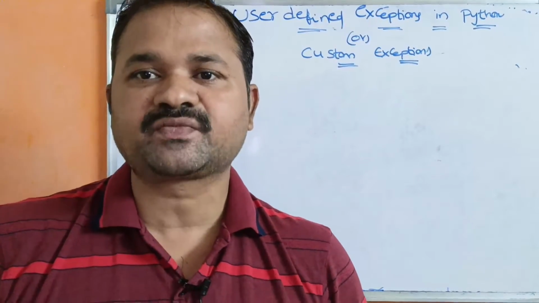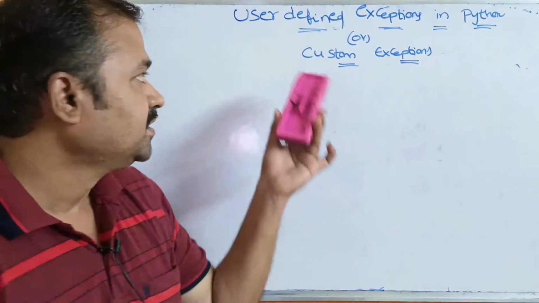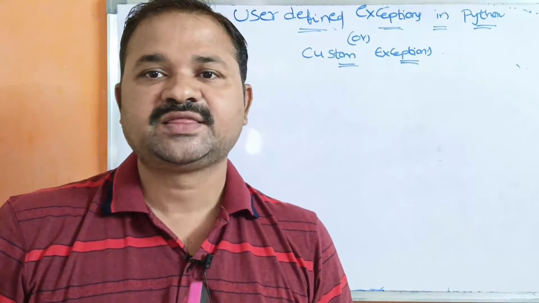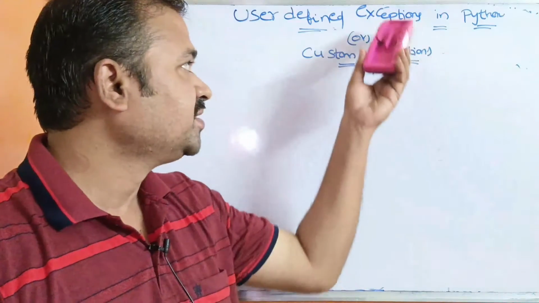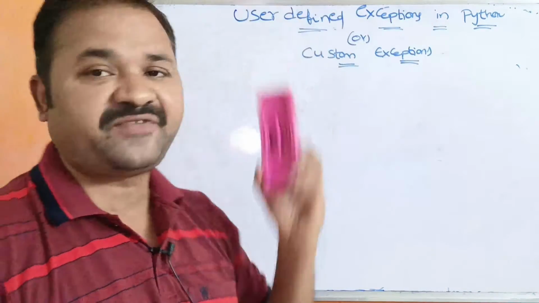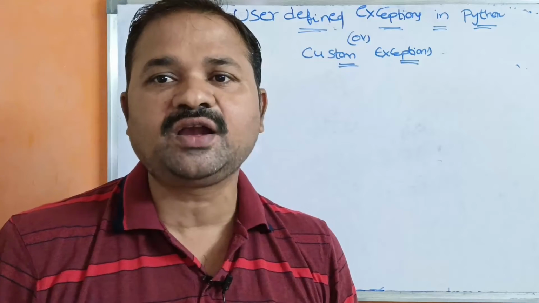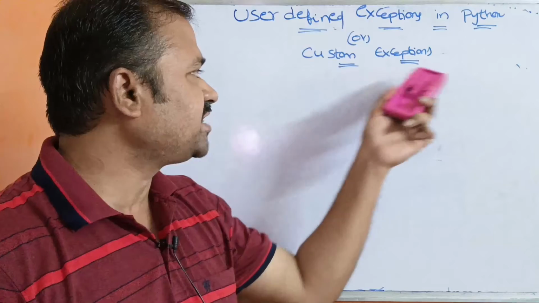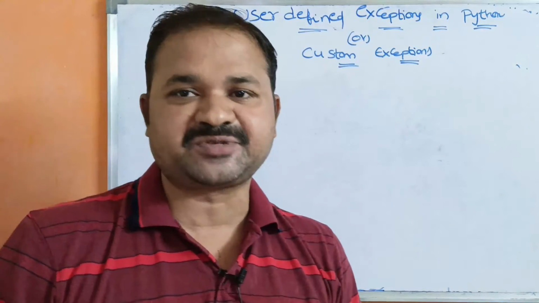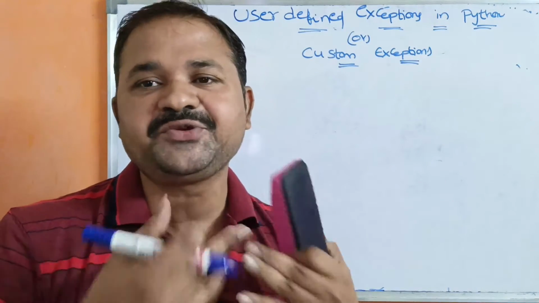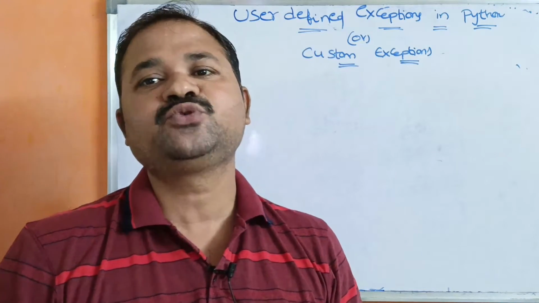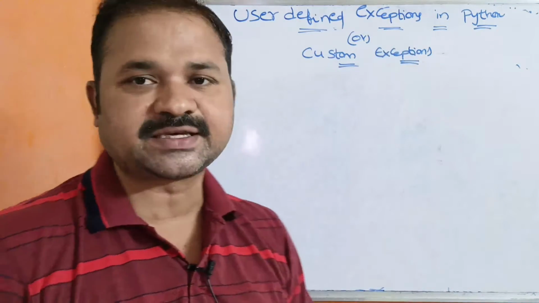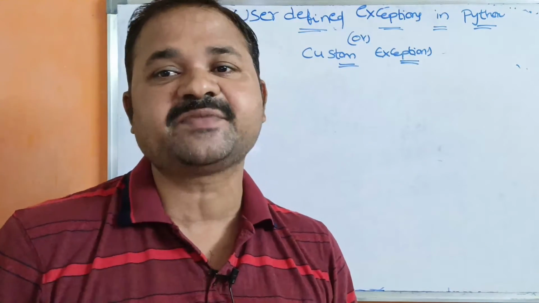In this video, we are going to discuss user-defined exceptions in Python programming. The name itself specifies the meaning. The exceptions which are defined by the user are called user-defined exceptions. User-defined exceptions can also be called custom exceptions. Why? Because according to the requirement, the user can create their own exception. So that's why we can call it a customized exception, a custom exception.